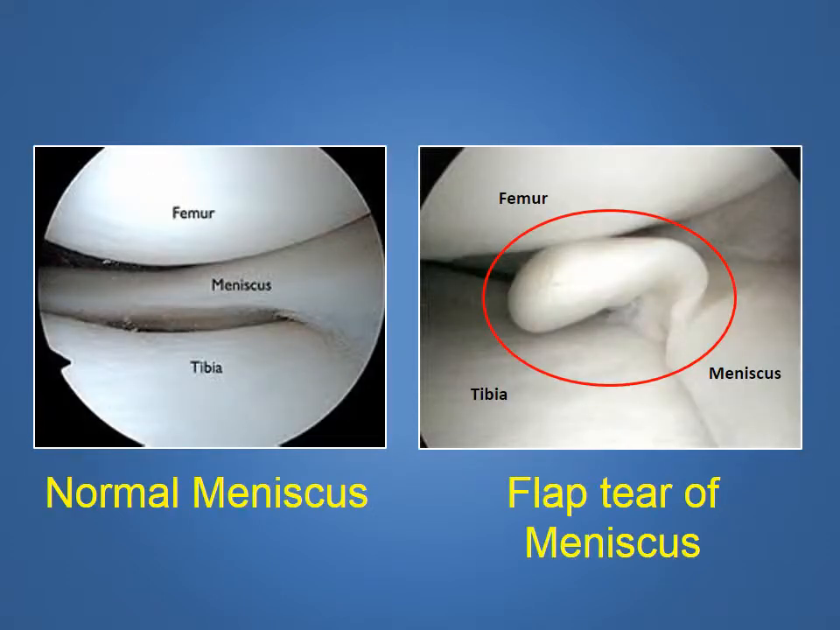The image on the right in this slide is an arthroscopic photograph taken at the time of surgery showing a meniscus tear with a displaced flap of meniscus tissue within the red circle. This is in contrast to the normal appearing smooth meniscus in the image on the left.